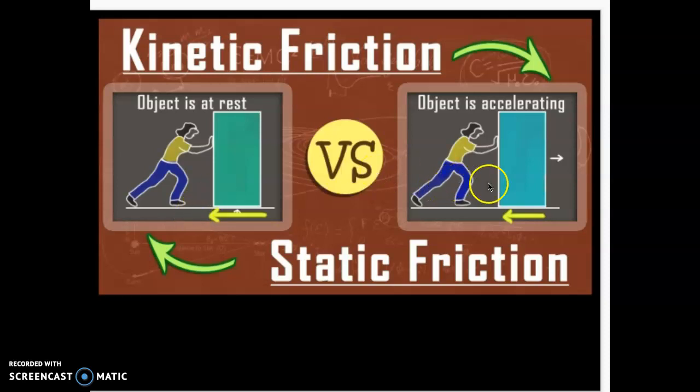And here we have kinetic friction, which is the friction that acts when an object is moving, either accelerating as it says here, or even moving at constant speed. We would still consider that to be kinetic friction. So two types of friction, one when an object is about to move, and then secondly when it's moving but the surfaces are still touching.